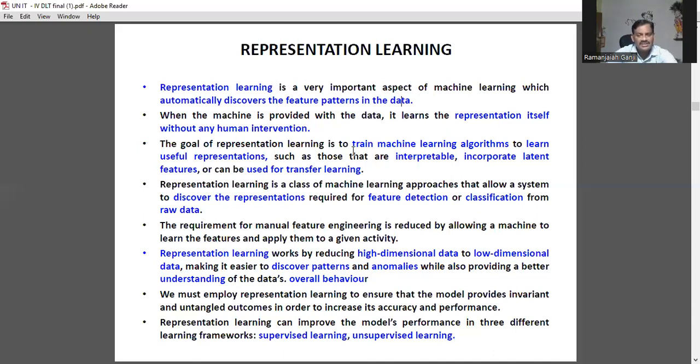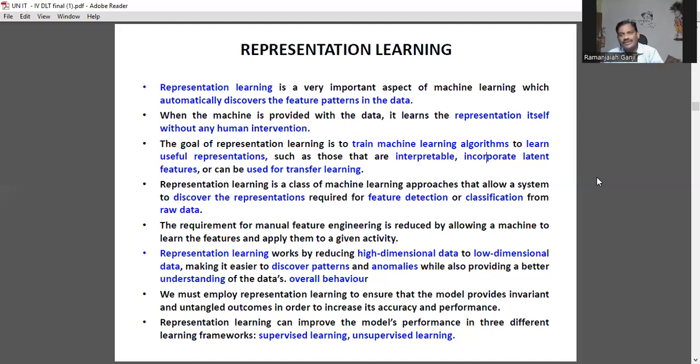The goal of representation learning is to train a machine learning algorithm to learn useful representations, such as those that are interpretable and understandable. We are going to include latent features. It can also be used for transfer learning. In other words, representation learning is a class of machine learning approach that allows the system to discover the representations required for feature detection or classification from raw data.